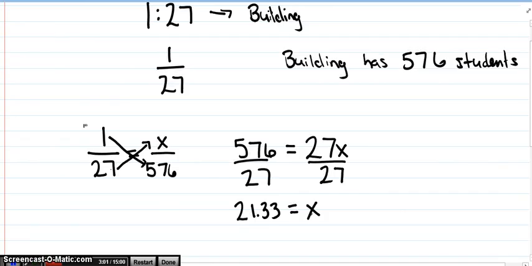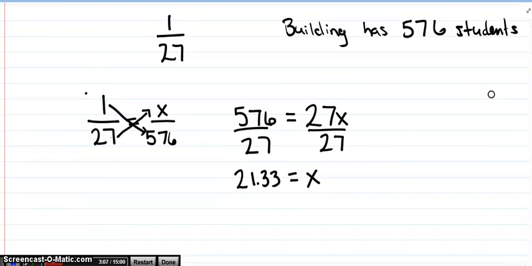But think about it. We're trying to find what? Teachers. Is there ever going to be 0.33 of a teacher? No. So that means that there are 21 teachers at this building.